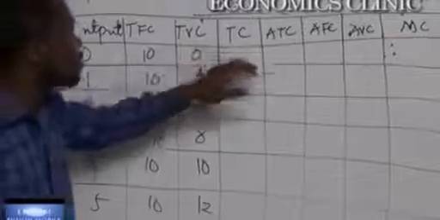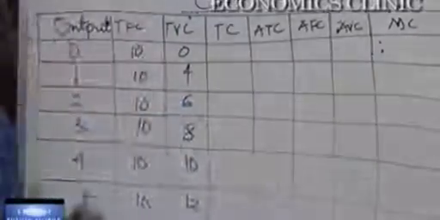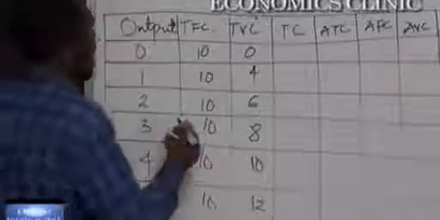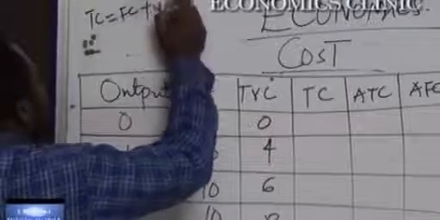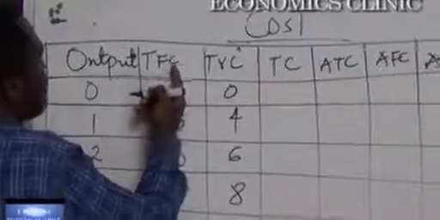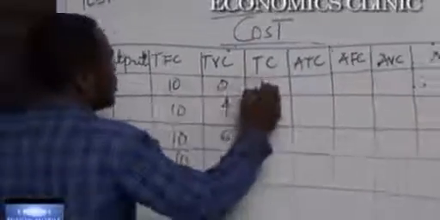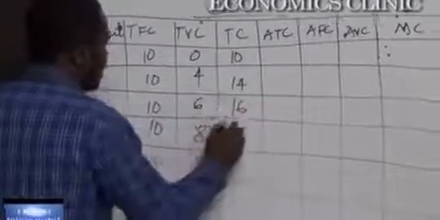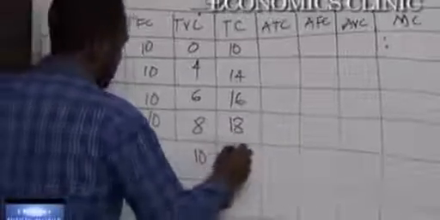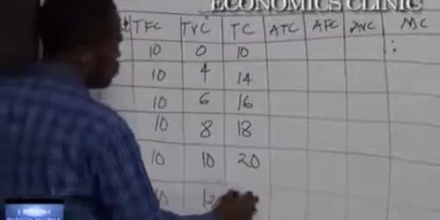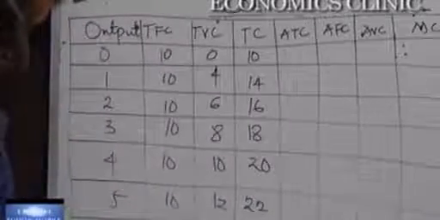Now we can solve the total cost, the average total cost, the average fixed cost, average variable cost, and marginal cost. Now, how do you find total cost? From the formula, I told you that total cost equals fixed cost plus variable cost. So we are supposed to add these two together: total fixed cost plus total variable cost. 10 plus 0 gives us 10. 10 plus 4, 14. 10 plus 6, 16. 10 plus 8, 18. 10 plus 10, 20. And 10 plus 12, you have 22. That is for total cost.